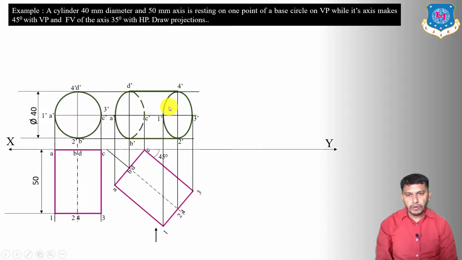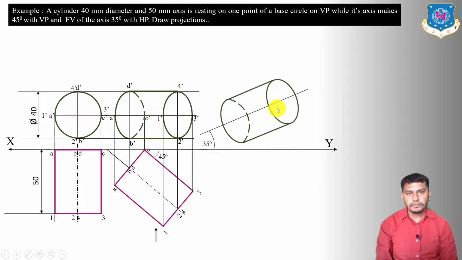So we are going to copy this figure over here by taking the line of the axis at an angle of 35 degrees with the XY reference line. So we will take A dash 3 dash at an angle of 35 degrees to the XY reference line. First of all, draw a line inclined at an angle of 35 degrees. Now by taking A dash, C dash, 1 dash, 3 dash, this line of the axis, on this line we will copy this figure over here like this. So this will be the base A dash, B dash, C dash, D dash, and this will be our top face 1 dash, 2 dash, 3 dash, 4 dash.